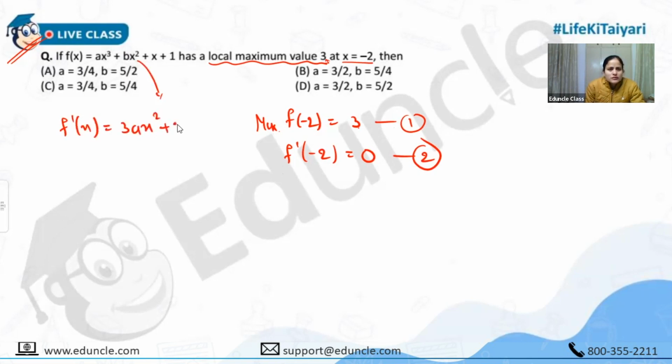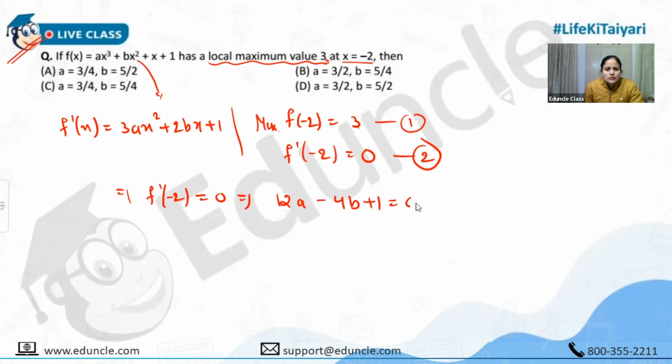3ax square plus 2bx plus 1. So f dash at -2 is equal to 0. So this implies 12a minus 4b plus 1 is equal to 0. Moreover I have here 12a minus 4b is equal to minus 1. I am calling it a star.